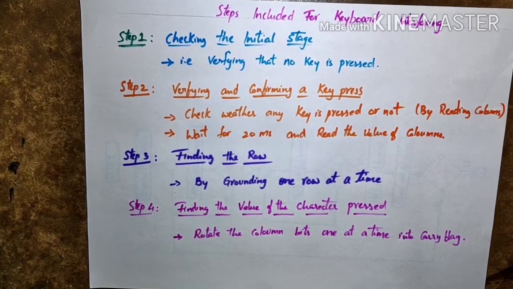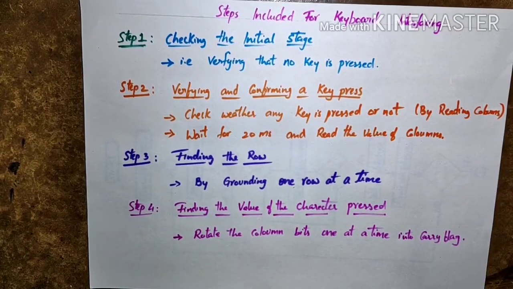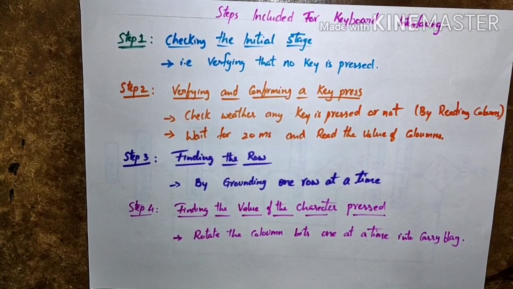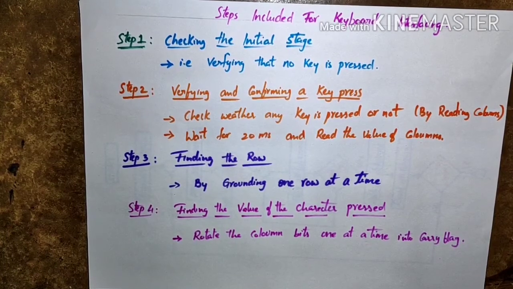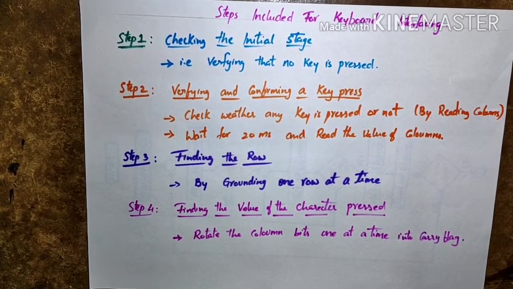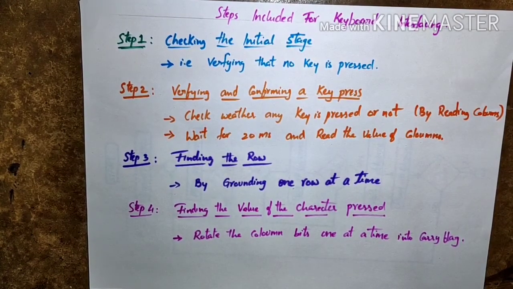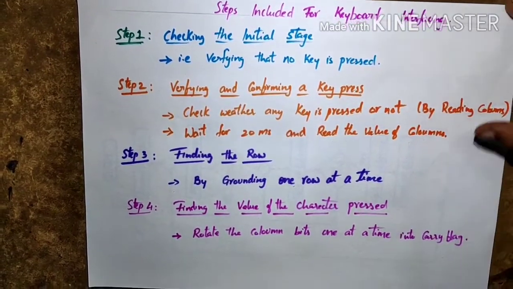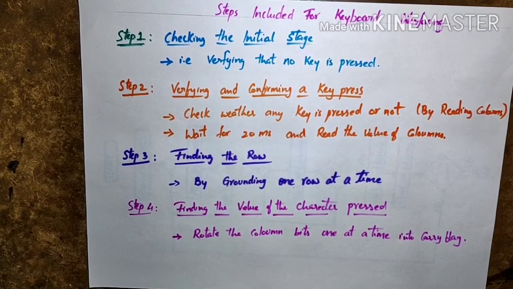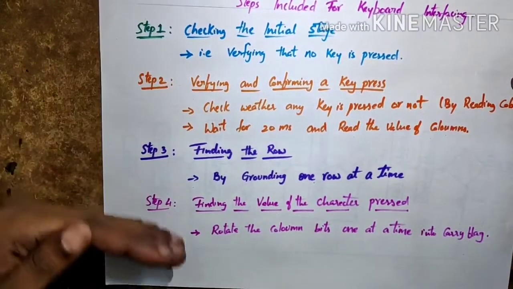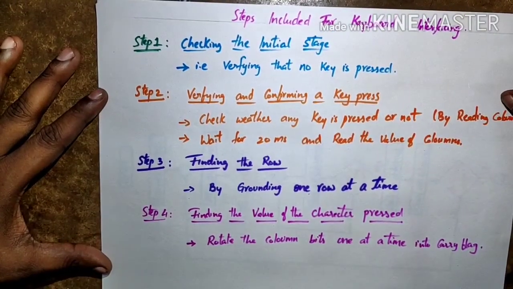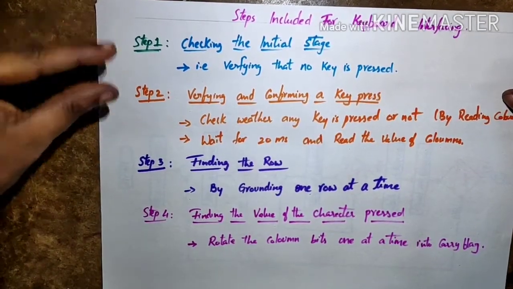In this video, we are going to see the algorithm of keyboard interfacing. In the previous video, we have seen how the microcontroller will identify the key press, by reading the value of columns, so it will identify the particular key. The identification of a particular key in a keyboard follows certain steps. If we clearly observe, it will be done in 4 steps.